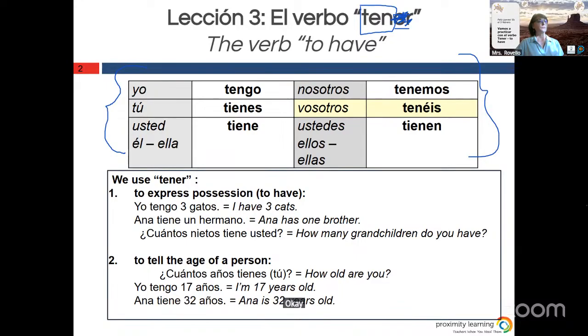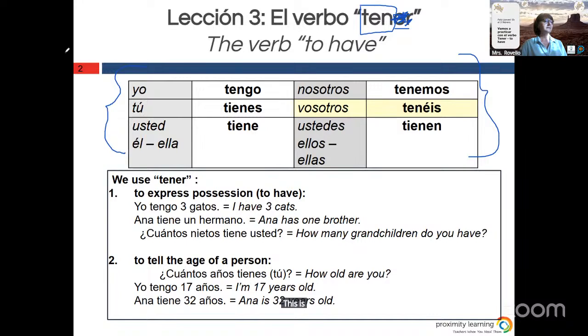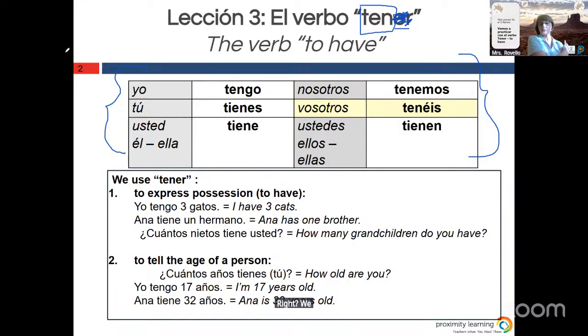Okay, so let's take a look, you guys, and see what I'm talking about. The reason I'm pointing it out is because this is never going to go away, and we're just going to keep adding to it. So it's a new pattern, right? We learned patterns from the beginning of the year. This is a new one.